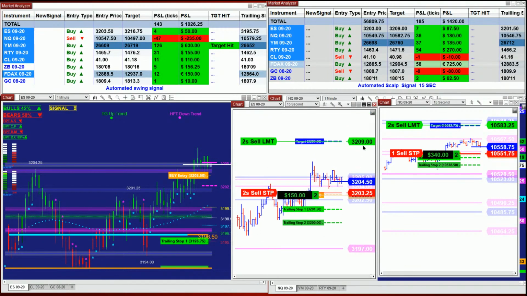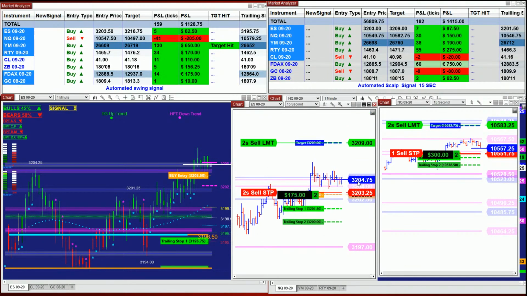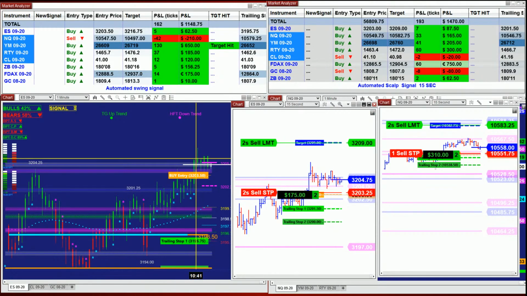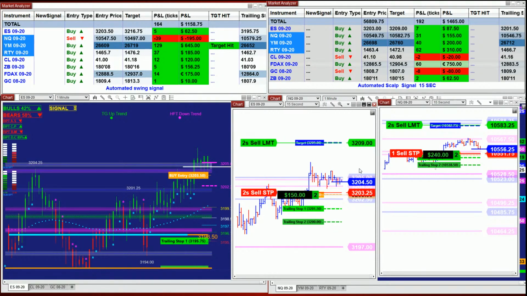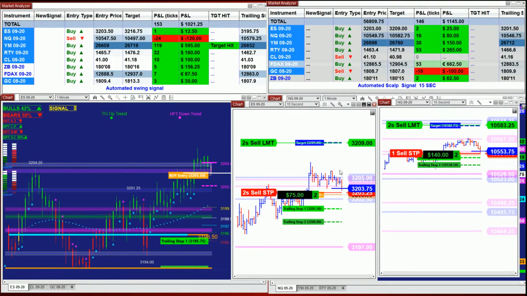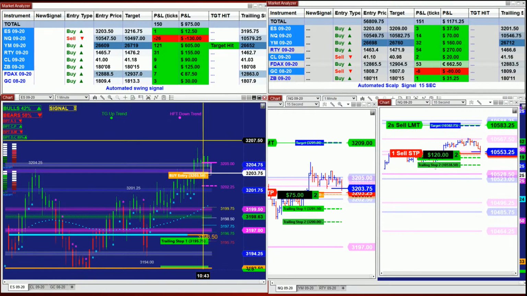You see where this ES is, right there at this level. 3205 is a struggling area. Once we break that, this is the same as the blue chart. Once we break that area, we hit 3209. And there we go, fell, as we said, fell.